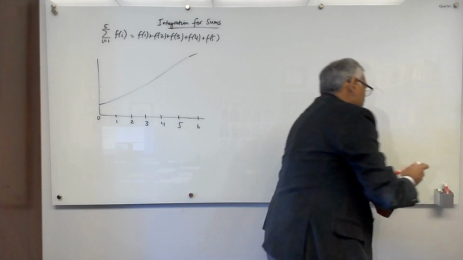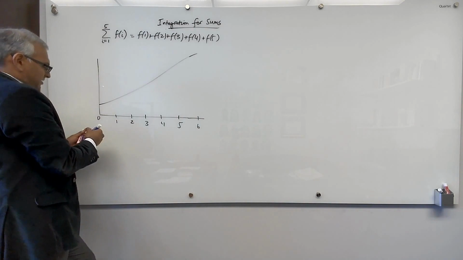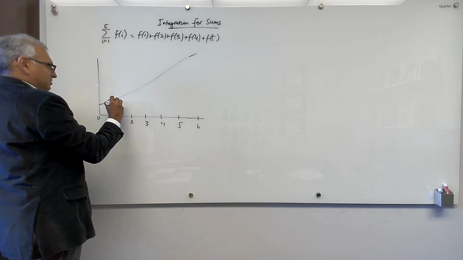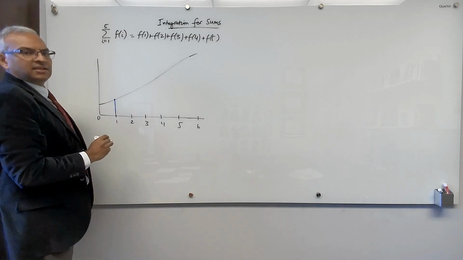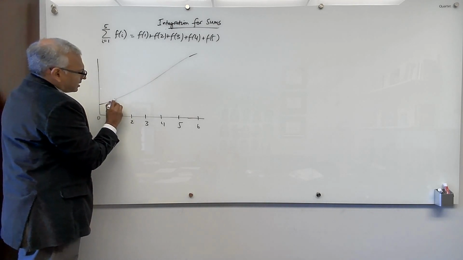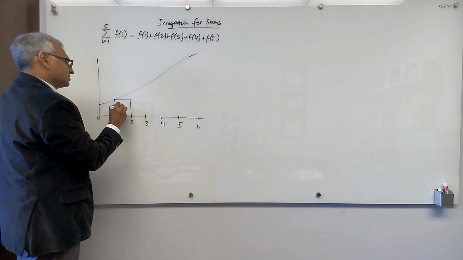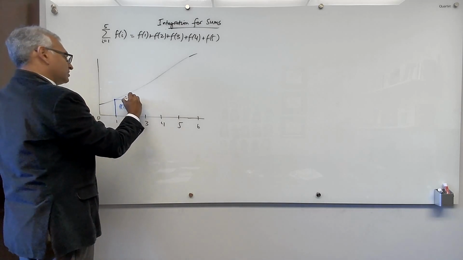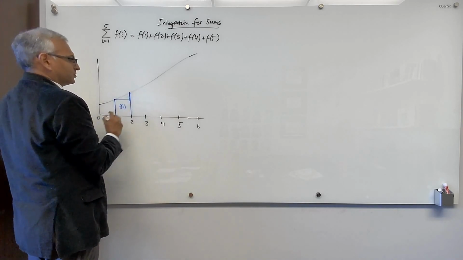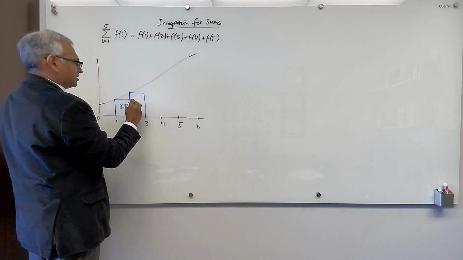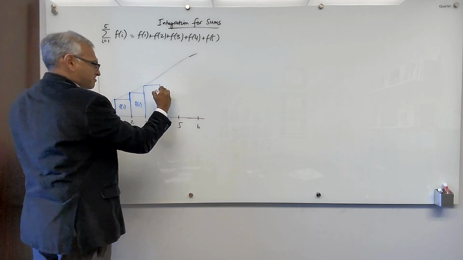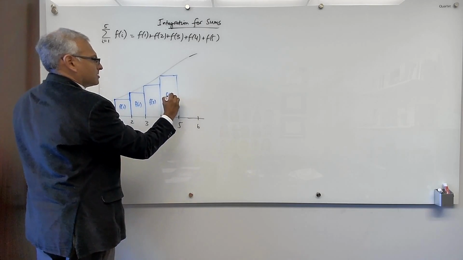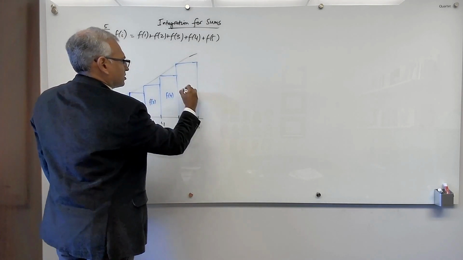Now, let's consider what f of 1 is. The summation term f of 1 is exactly equal to the area under this block. So this here is f of 1, because the height is f of 1 and the width is 1. Similarly, this is f of 2, and it's equal to the area under this block. Then f of 3 is the area under this block, f of 4 is the area under this block, and f of 5 is the area under this block.